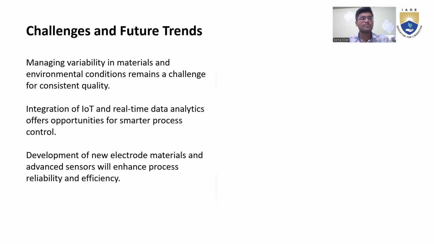Managing variability in materials and environmental conditions remains a challenge for consistent quality. Integrating IoT, which means Internet of Things, and real-time data analytics offer opportunities for smarter process control. And one more thing is that development of new electrode materials and advanced sensors will enhance process reliability and efficiency.